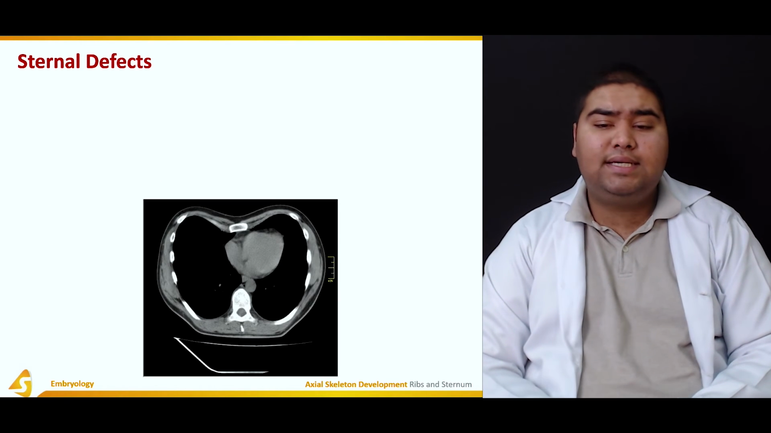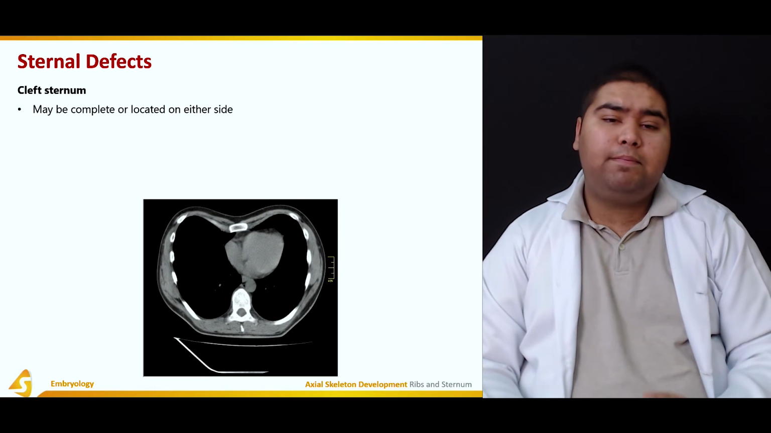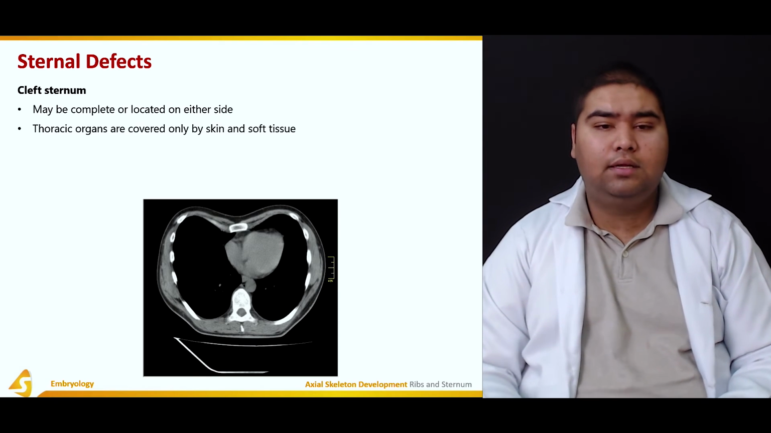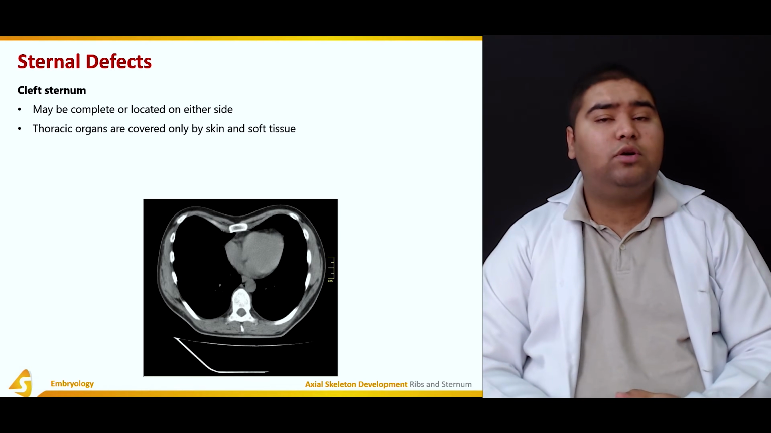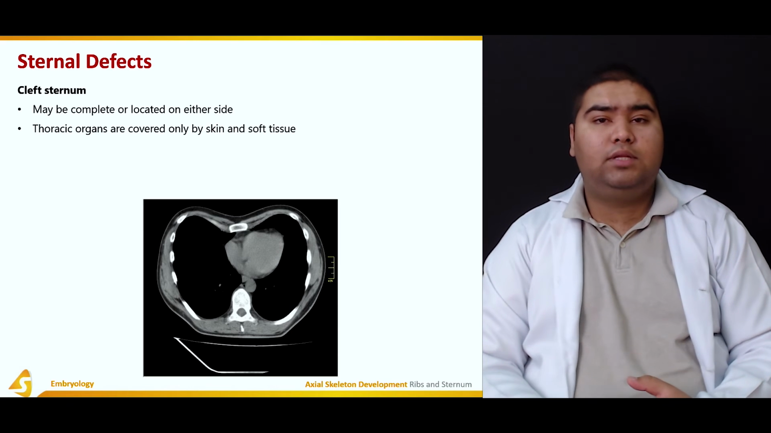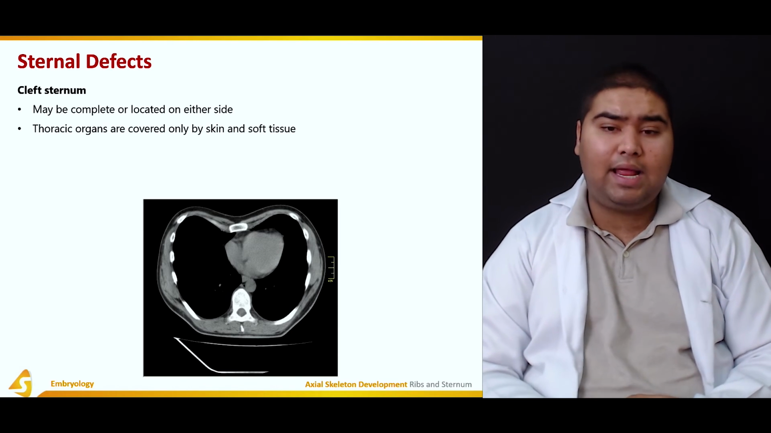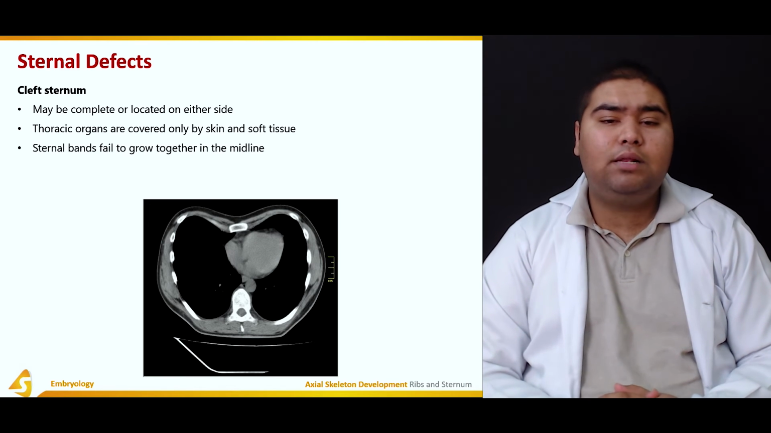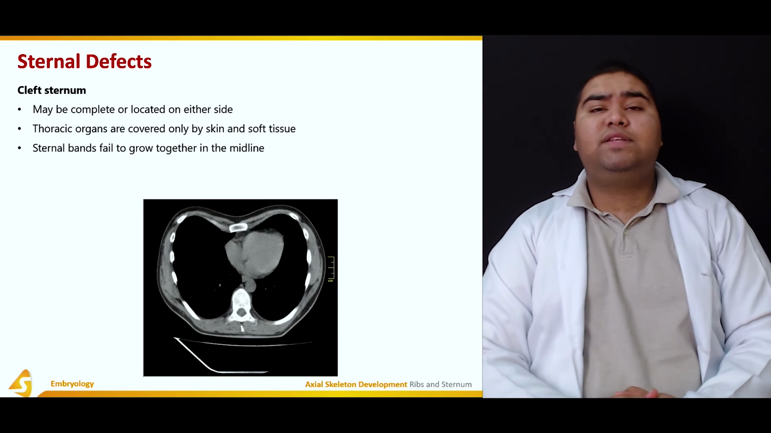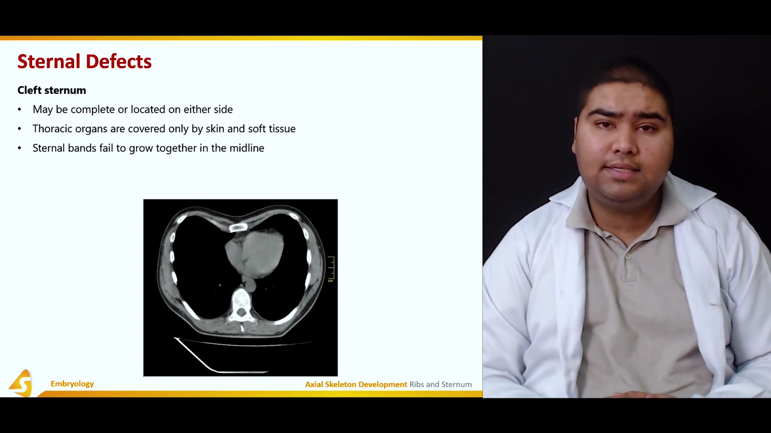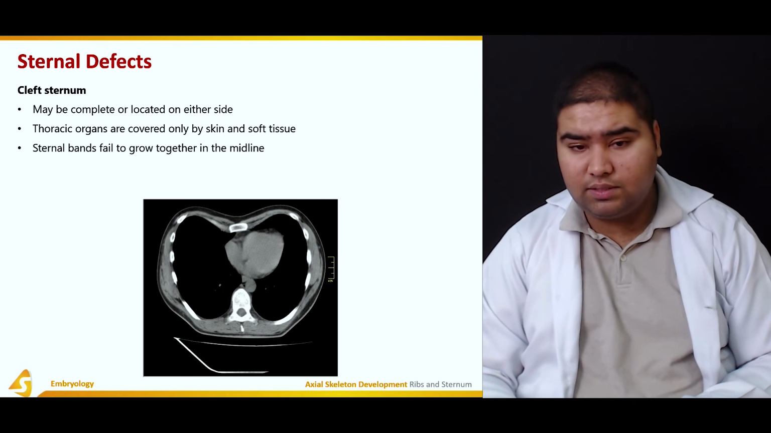So let's talk about the sternal defects now. So we can have a cleft sternum. It may be complete or located on either side. The thoracic organs are covered only by skin and soft tissue. So if there's a cleft in the sternum, the thoracic organs that lie behind the sternum will be exposed and will be covered only by skin and soft tissue. The sternal bands fail to grow together in the midline. The cause of this cleft in the sternum is obviously the sternal bands, which were supposed to fuse with one another in the midline, now fail to fuse.